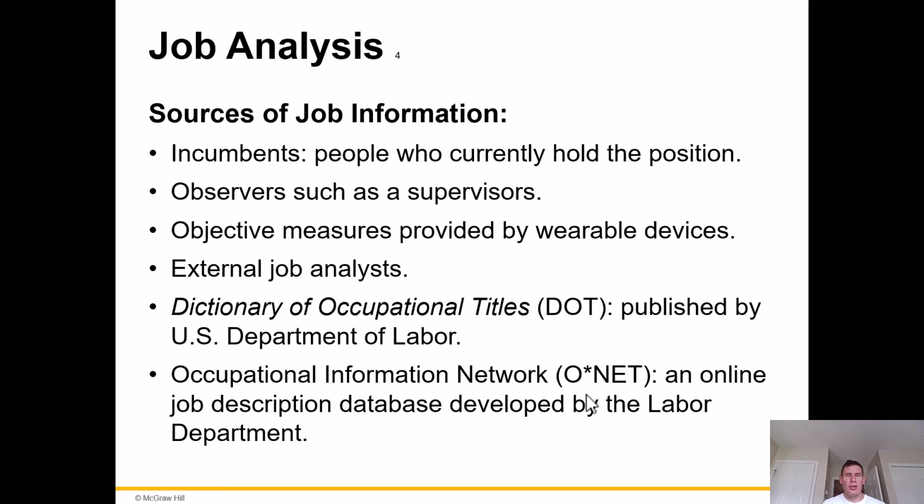Sources of job information. Incumbents are defined as people who currently hold the position. Observers could also be people like supervisors, middle management. Objective measures are often provided by wearable devices. And then there may also be external job analysts who are looking at a job and determining, this is what this job should do. These are all the roles and responsibilities that should be within this job.